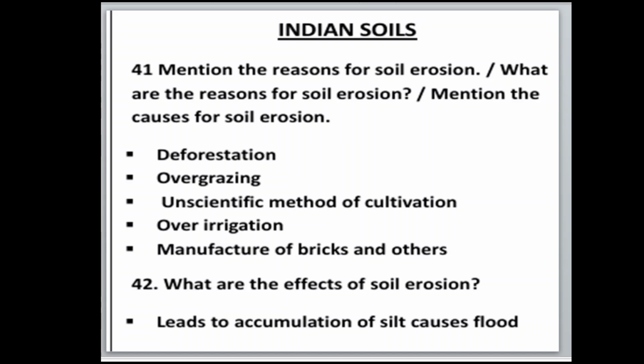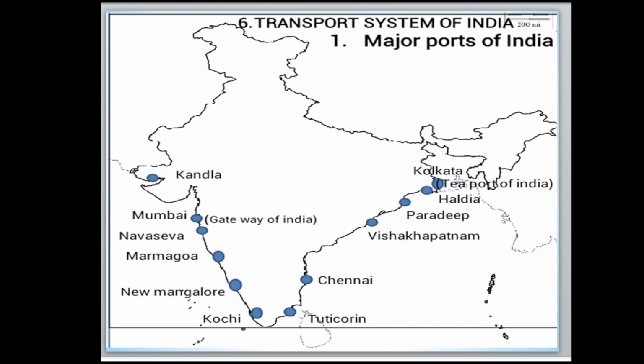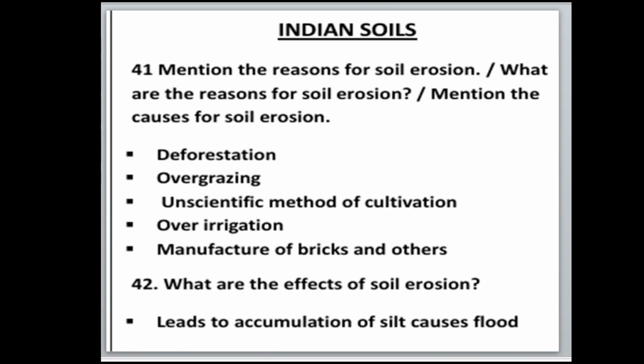Mention the reasons for soil erosion. What are the causes of soil erosion? Deforestation, overgrazing, unscientific methods of cultivation, over irrigation, and the manufacture of bricks and others, for which they utilize the upper layer of soil.